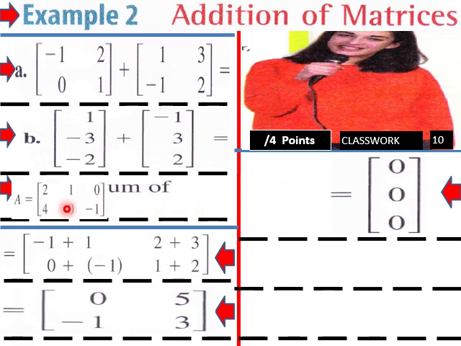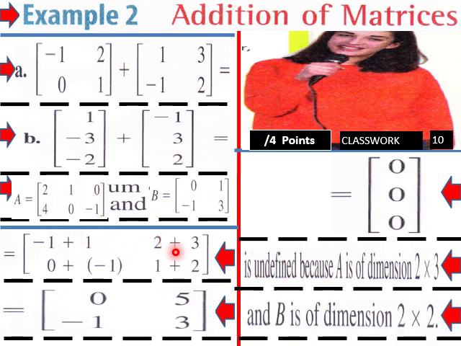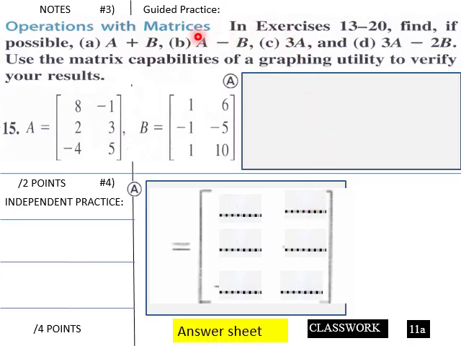And then the sum of 2, 4, 1, 0, 0, -1, and 0, -1, 1, and 3. So this is a 2 by 2. This is a 2 by 3. So what would that be? It's undefined because A is a dimension of 2 by 3, and B was a dimension of 2 by 2. So you cannot add matrices of different dimensions. Cannot do it.